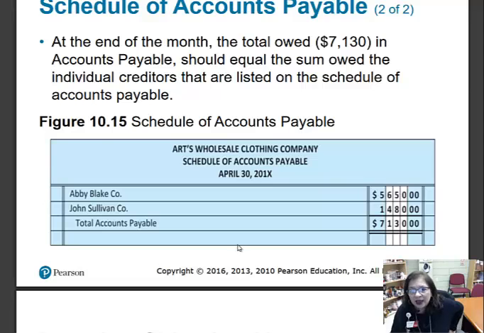And we do it at the end of the month, just like the accounts receivable. This is the accounts payable, who we still owe the amount, and this should be the amount that is in our accounts payable controlling account as well.